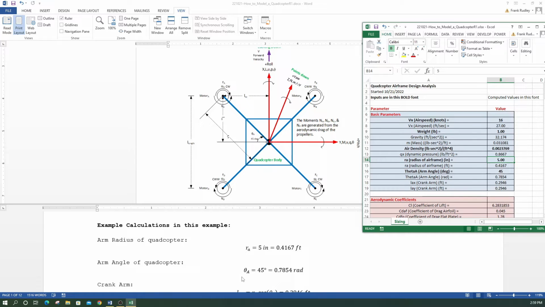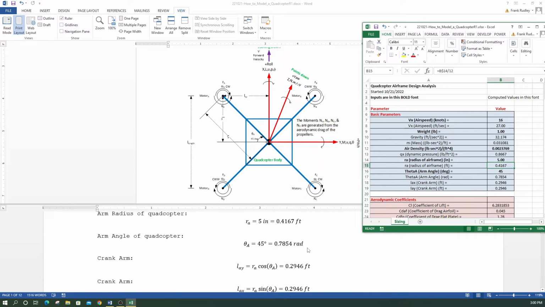If we want to compute, this angle here is also a given. It's 45 degrees. You can see the radius is bold, and theta A, the arm angle of 45 degrees, is also bold. Now if you look underneath here, I also have it in radians. Radians is computed: you just take the 45 degrees times pi over 180, and that'll give it to you in radians. Likewise, we have the airframe radius in inches, but we also need it in feet, so just divide it by 12, as you can see from the formula, to get it in feet.